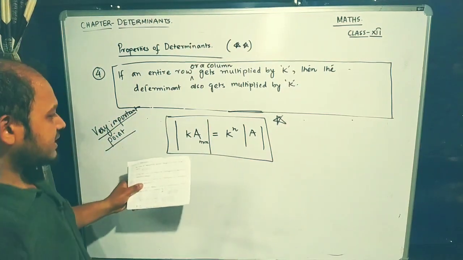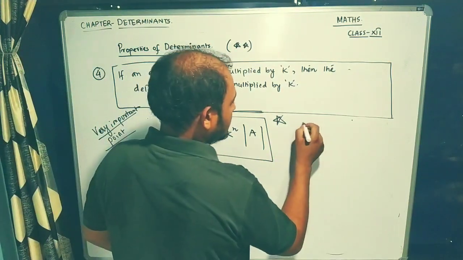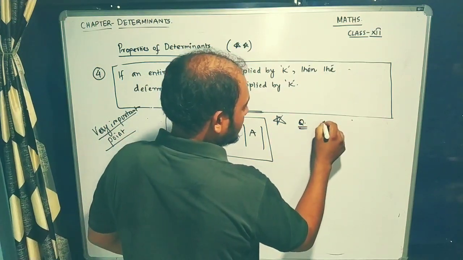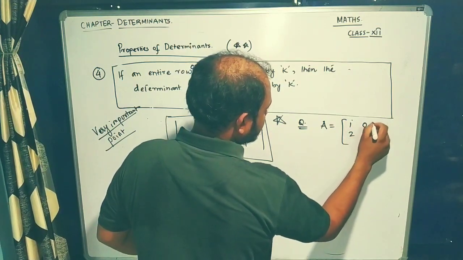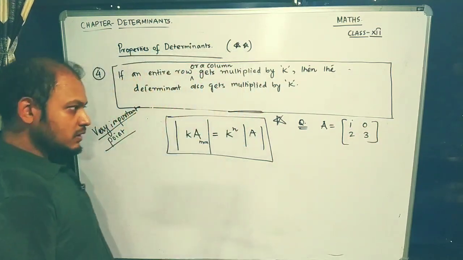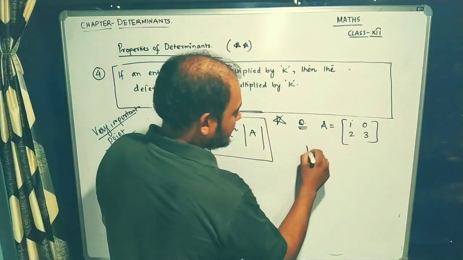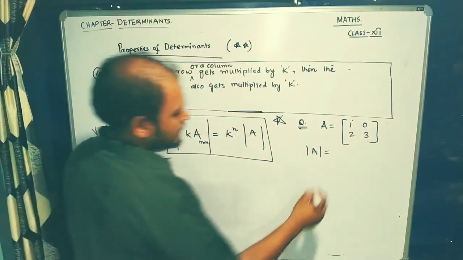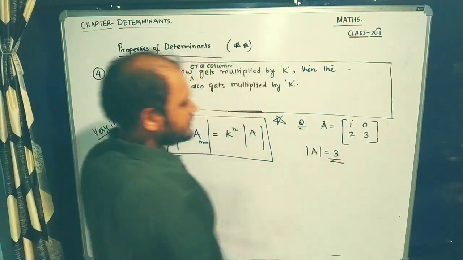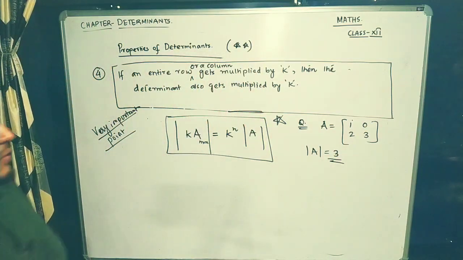For example, I can give some examples based on this. Let us say I have a question. Let us say A is equal to 1, 0, 2, 3. Suppose a matrix. And I am also telling you that the determinant of A is equal to 3. I am giving you the result, the determinant of A is equal to 3.